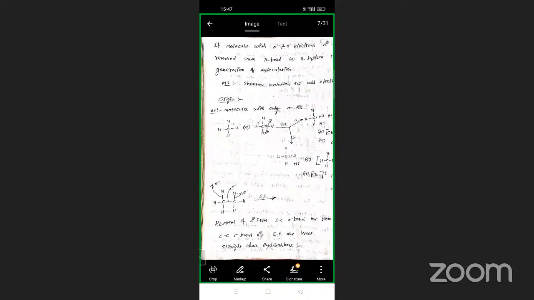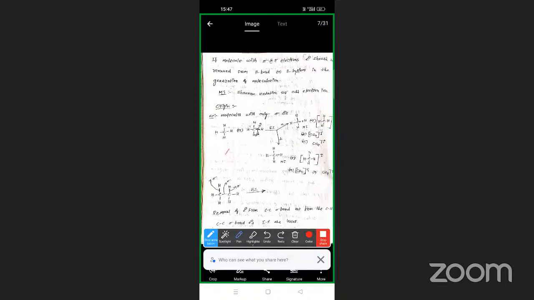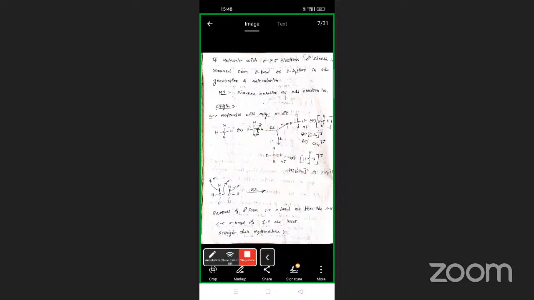For example, if you take the ethyl compound, and we are going to generate the molecular ion. In that case, we have CH sigma electrons and CC sigma electrons, right? So which bond is going to cleave in order to generate the molecular ion?